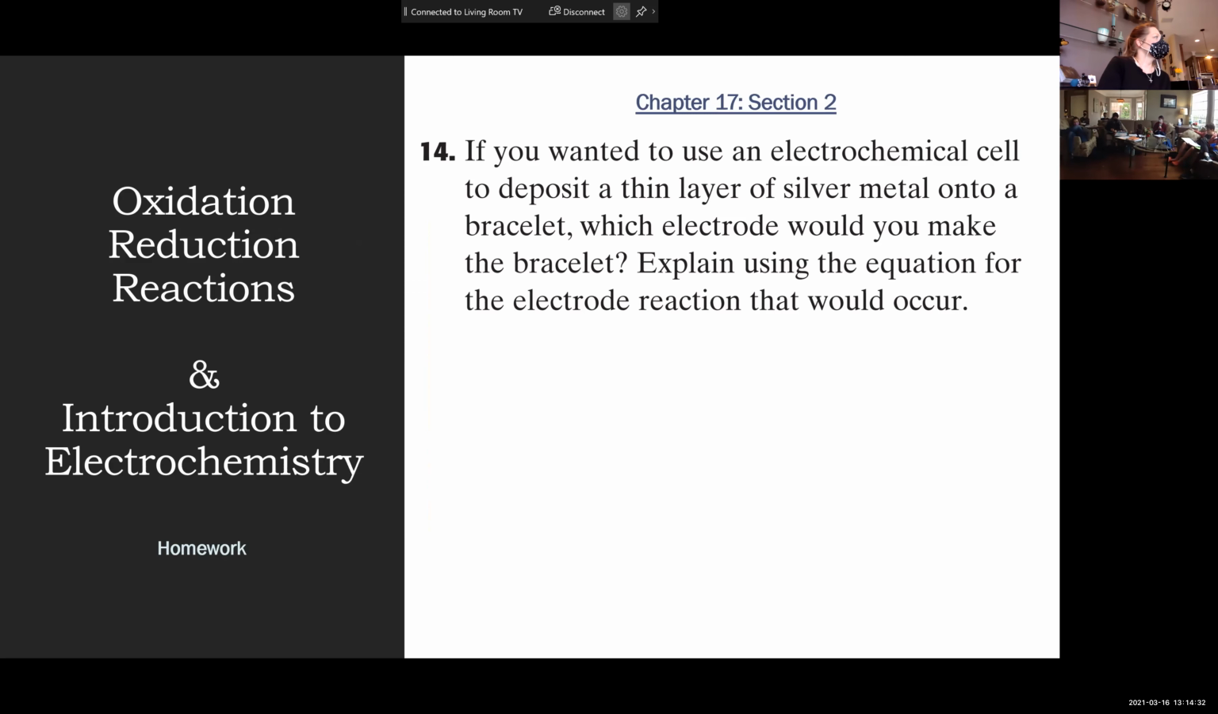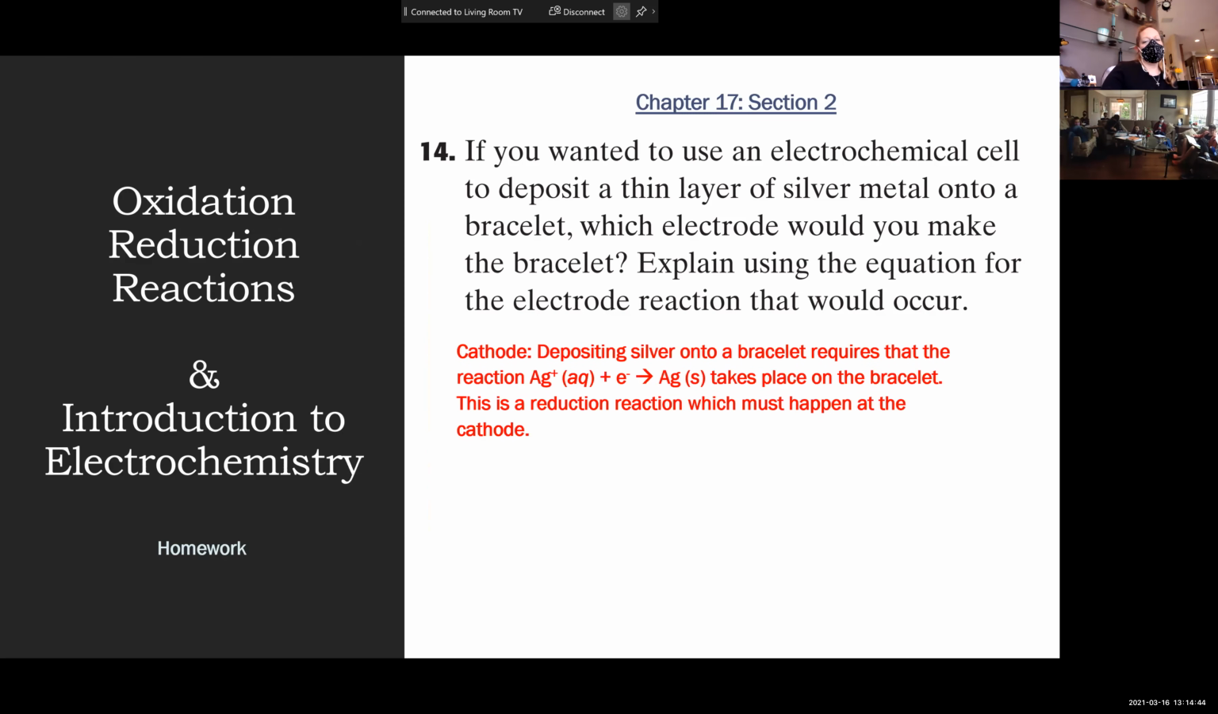I don't know how to solve the question. I looked it up, I got either silver or copper. So it's wanting to know which electrode you'd use. Cathode, something like that. Right, so put down cathode, and it's because depositing silver onto the bracelet requires the reaction of the silver and the electron. So the silver takes place on the bracelet. It's a reduction reaction, which happens at the cathode.